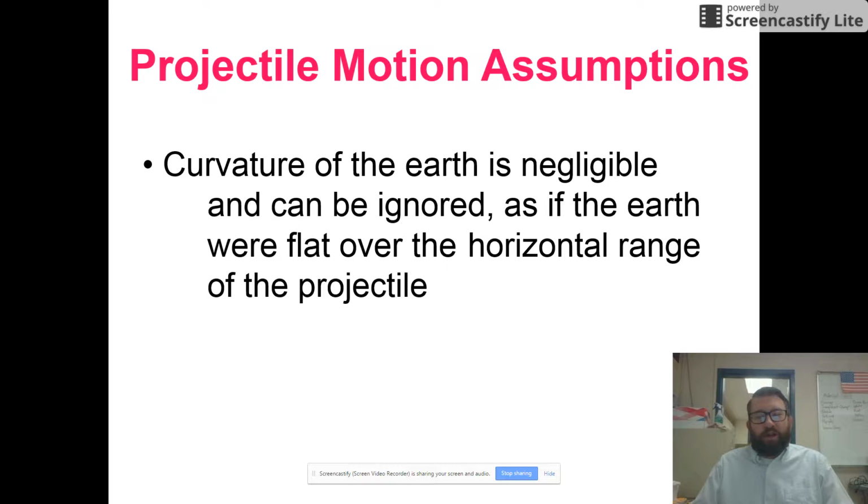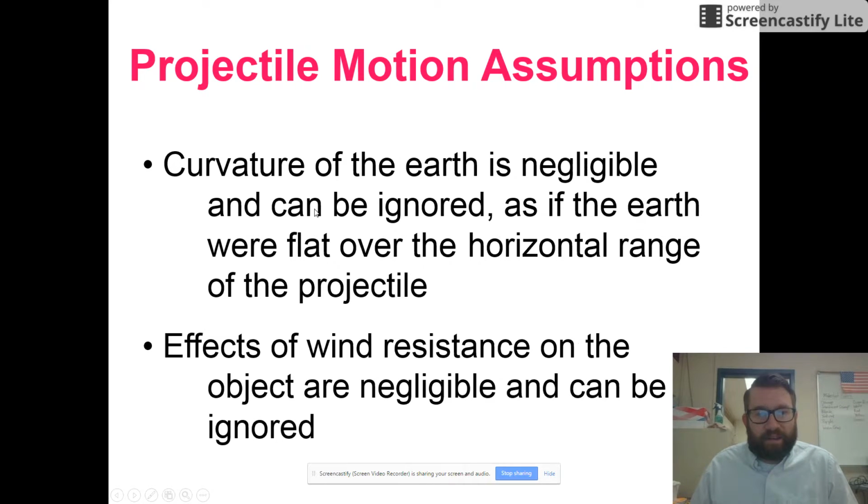Now, as you get into things like rockets and spacecraft, obviously you have to account for the curvature of the Earth. But here close to Earth, we can assume that it is flat. Effects of wind resistance are also negligible. Any object that we're going to be using as a projectile effectively negates wind resistance. So any kind of ball that you use that is round doesn't have wind resistance.